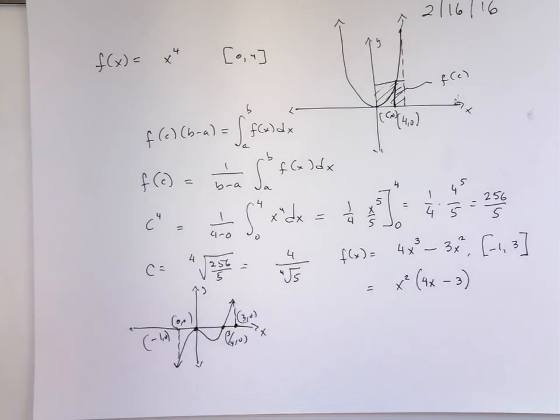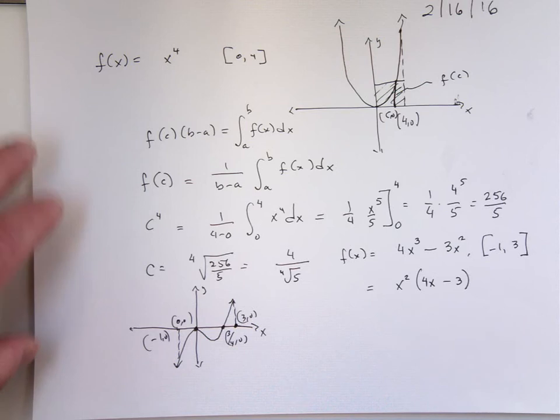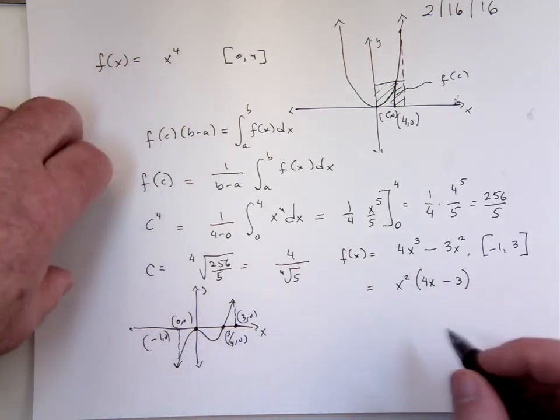So it's certainly possible that we get more than one answer. Okay, is everybody okay? Okay, so let's do it. We want to find the C value and the f of C value. Okay. All right.